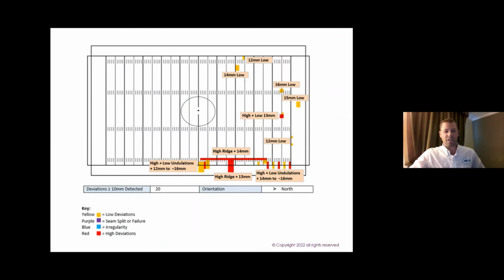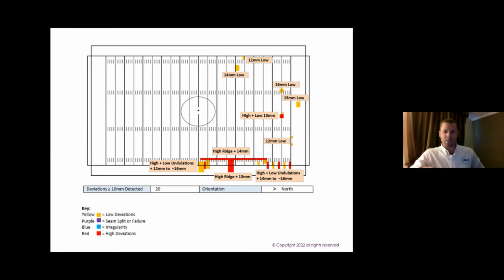Here's an example of a report that we would put together. Pretty clearly, we're able to define where these deviations are. We can describe if it's due to an undulation, if it's a high spot, if it's a low spot. Other things we would of course note.